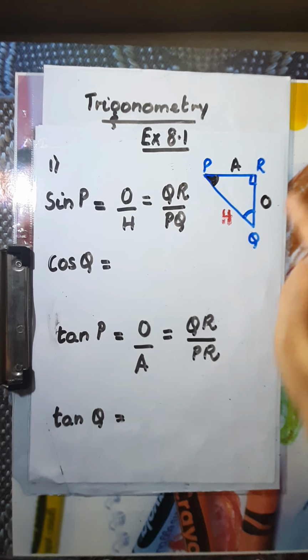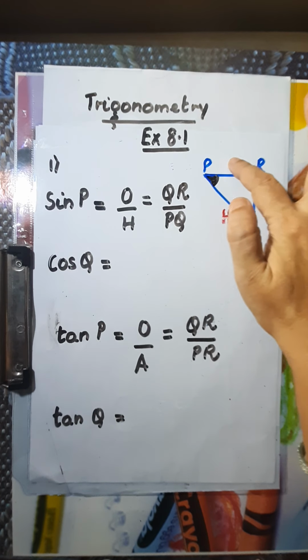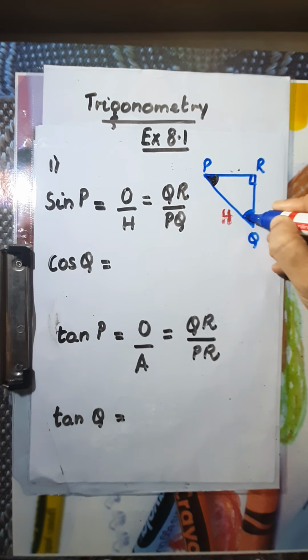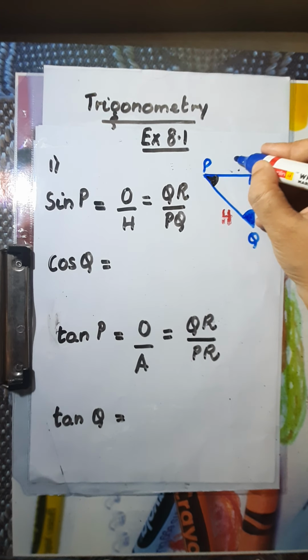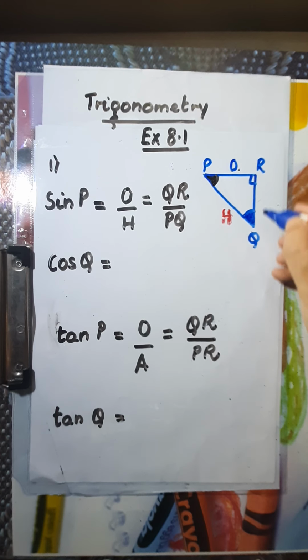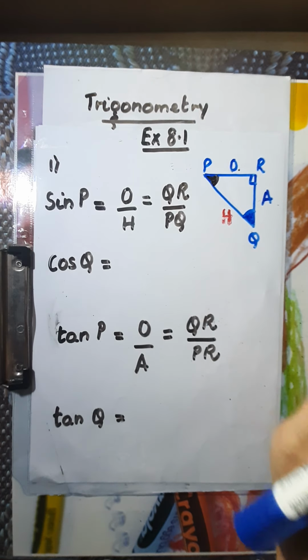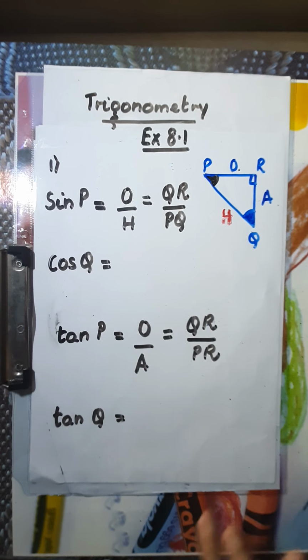Now they are asking me about Q. So for Q, my hypotenuse remains the same. But I am coloring my Q now with the blue color marker. Now for this angle Q, which is the opposite side? My PR is opposite and my QR is the adjacent side. See, the one in front of it is opposite. Hypotenuse is gone, so the third side is adjacent. Now, what is cos Q?